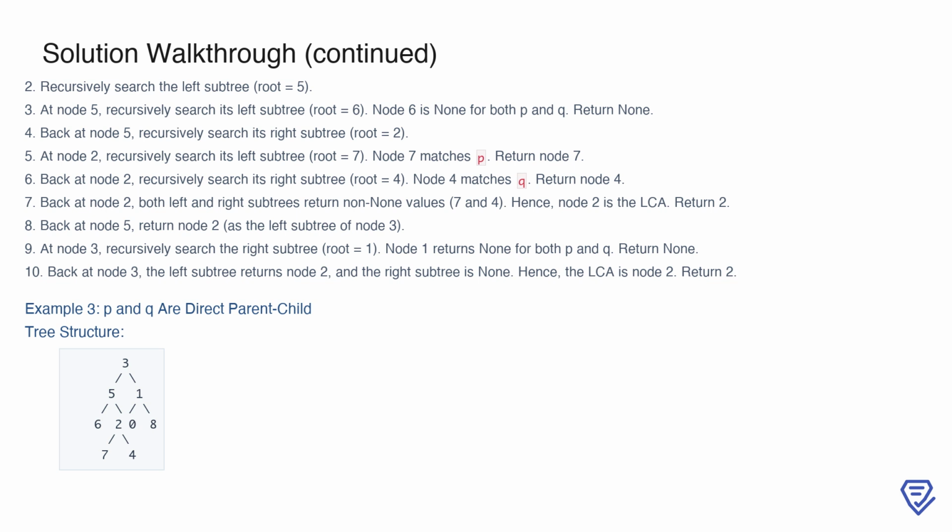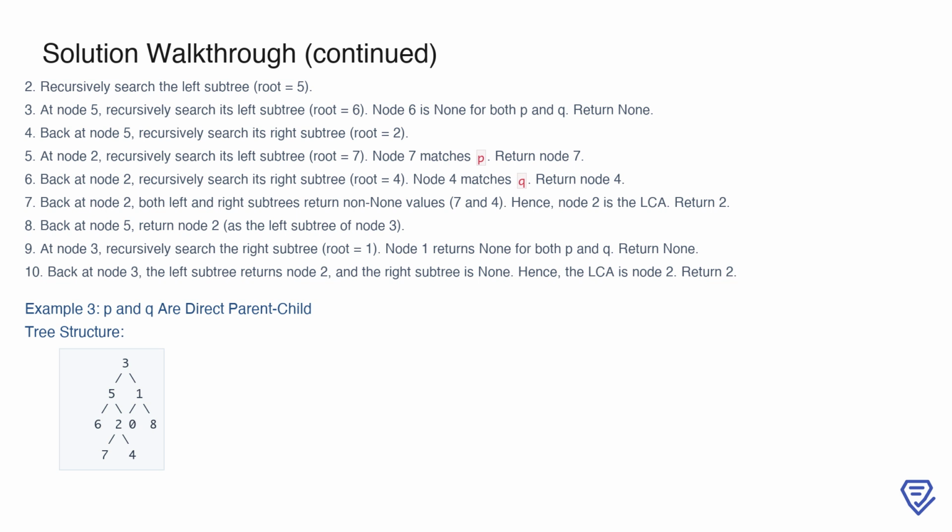At node 2, we explore its left subtree, where the root is 7. This matches one of our targets, so we return node 7. Next, we explore the right subtree of node 2, where the root is 4. This matches the other target node, so we return node 4. Back at node 2, we now see that both the left and right subtrees have returned non-null values, specifically nodes 7 and 4. This means that node 2 is the lowest common ancestor of nodes 7 and 4, so we return node 2. Returning to node 5, we pass node 2 up as the result of our left subtree search.